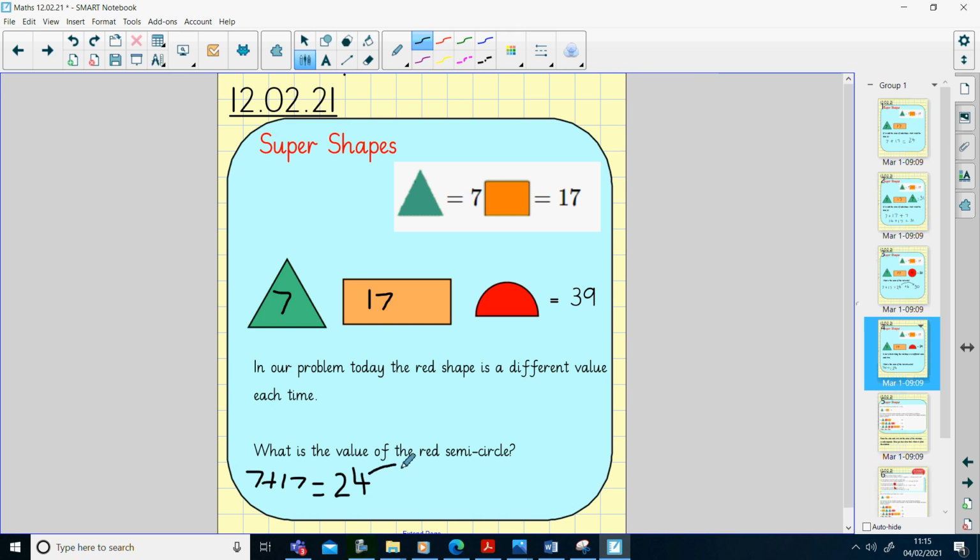Now I'm going to go to the next 10, which is 30, and then I'm going to go to 39 to help me. It just helps my brain a little bit to work it out. So to get to 30, I add 6, and from 30 to 39, I add 9. So the missing value is 9 add 6, which is 15. Okay, so in this question, the red semicircle was worth 15.